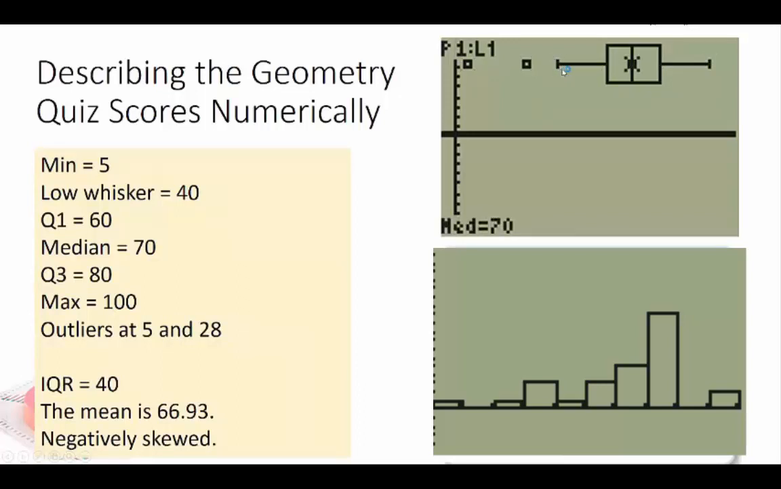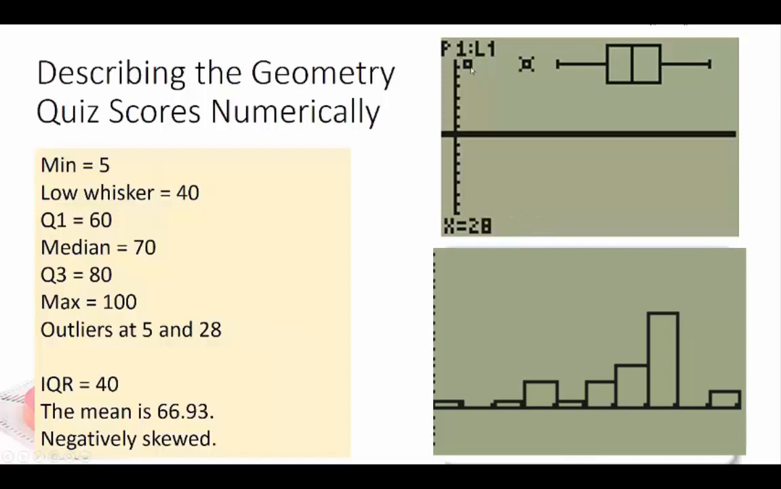Here, the min is 5, and then we have 28, and then my low whisker is 40, and then the Q1 is 60, the median is 70, this is 80, and that's Q3, the upper quartile, and then we have 100. So if I did my IQR, it would be from 60 to 80, or 40.